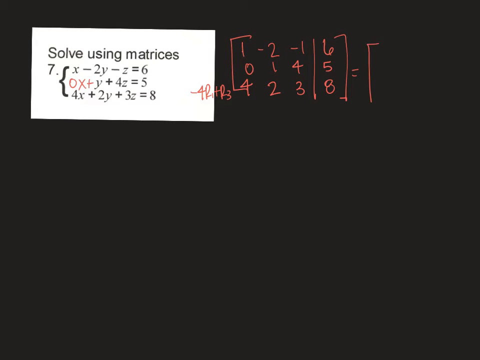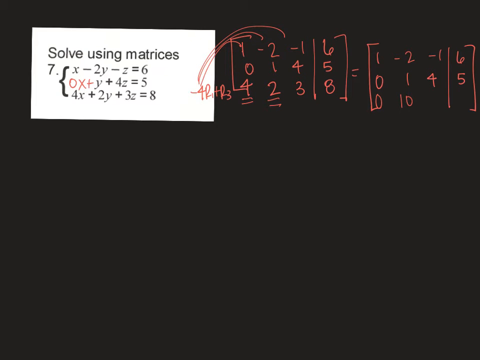So I'm going to leave my first 2 rows exactly the same because the only row I want to change is my third row. So -4 times 1 is -4 plus 4 is 0. And then I go to the next number. -4 times -2 is 8 plus 2 is 10.